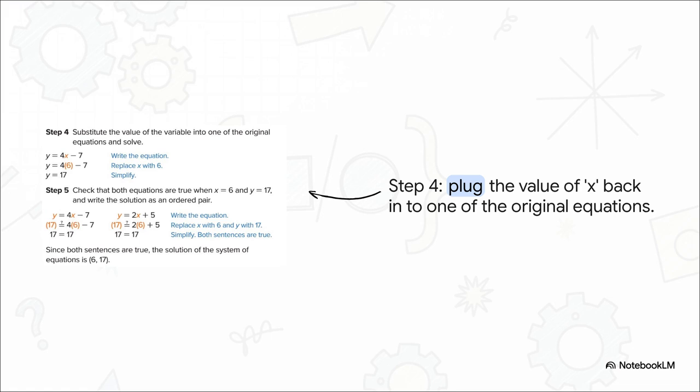You can pick either of the original equations. It honestly doesn't matter. You'll get the same answer. Let's use the first one. We plug in 6 for x, do the math, and we find that y equals 17. And just like that, we've got the second piece.